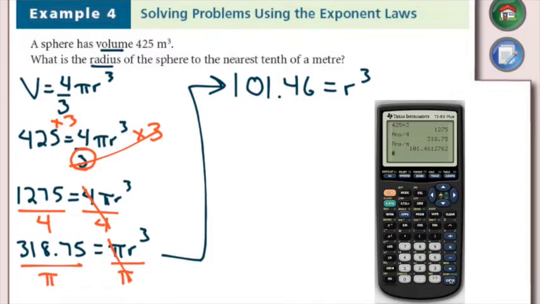And now we come to the real tipping point. How do we get rid of that exponent of 3? Well, what does r cubed actually mean? Just write that off to the side. R cubed is actually r times r times r.